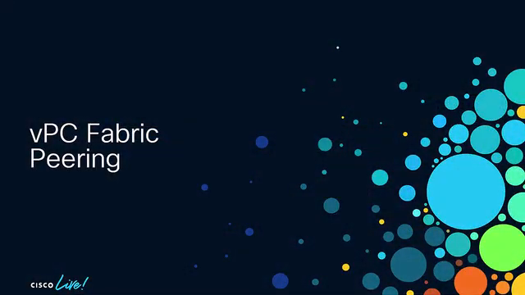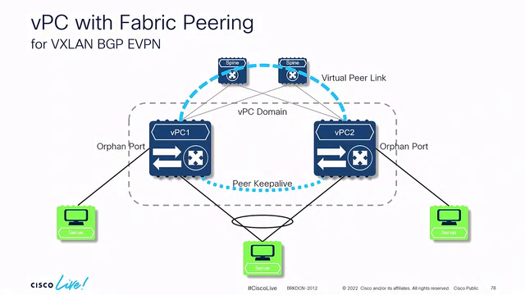So there is something which is called VPC fabric peering. Can anybody tell me what is missing in this diagram? Peer link. So a couple of you have responded. Thank you very much. It's the correct answer. So as you can see, there is no peer link between these two VPC peers.